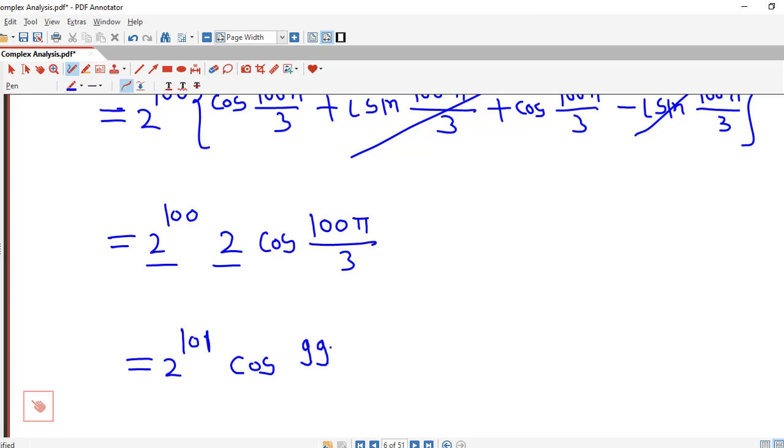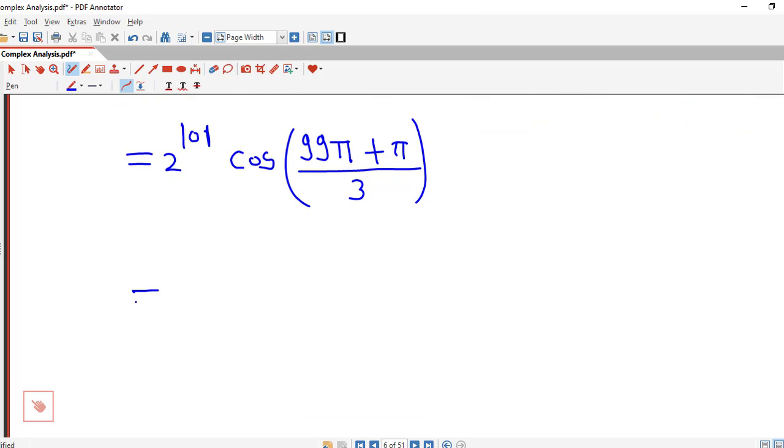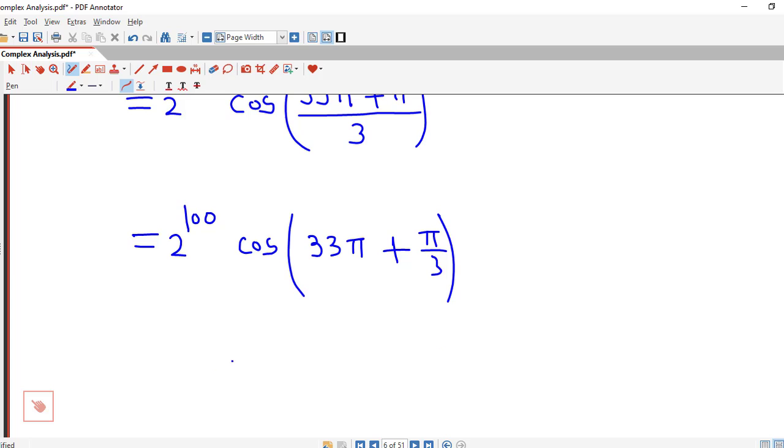We can simplify this angle because I have 3 here. I rewrite 100π as 99π + π, divided by 3. So this I can rewrite as 2^101 times cosine of 99π divided by 3, that is 33π, since 33 into 3 is 99, plus π/3. So now this is 2^101 cos(33π + π/3).